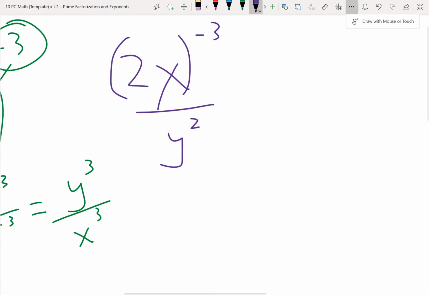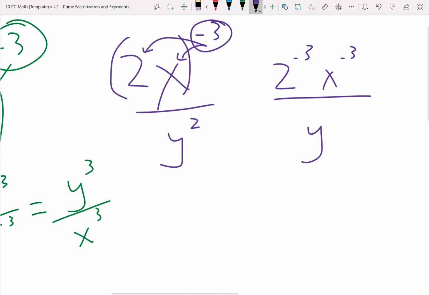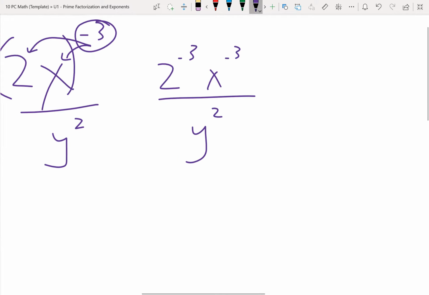Last one's a little tricky. I'm going to deal with this one step at a time. Let's apply this exponent to these two. So it's going to become 2 to the negative 3, x to the negative 3 over y squared. So now we know the rule is that this negative is going to cause the whole thing to move to the bottom. Same with this negative is going to cause it to move to the bottom. You'll notice this is positive already, so it's not going to move to the top. It's just going to stay where it is. So when I move everything, it's going to become 2 to the 3, that moved down, x to the 3, that moved down, and the y squared, that didn't change.